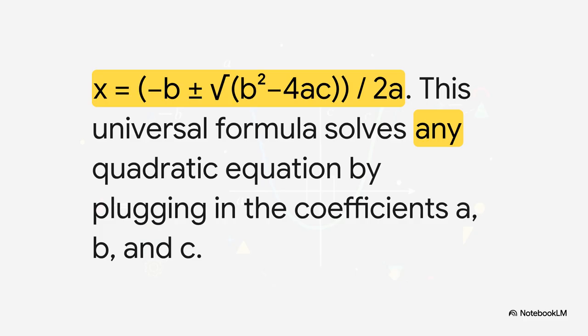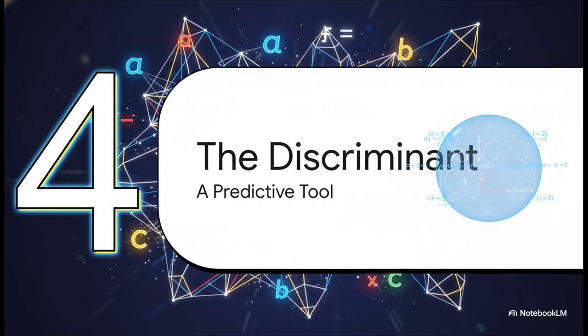And here it is in all its glory. It might look a little intimidating at first, but it's your most reliable friend. You literally just plug in your a, b, and c values, do the math, and it spits out the answer. It's your get-out-of-jail-free card when factorization just isn't cutting it. Now, what if I told you there's a little secret, a sort of cheat code, hidden right inside that powerful formula? A tiny piece of it that acts like a crystal ball, telling you what kind of answers you're going to get before you even finish solving.